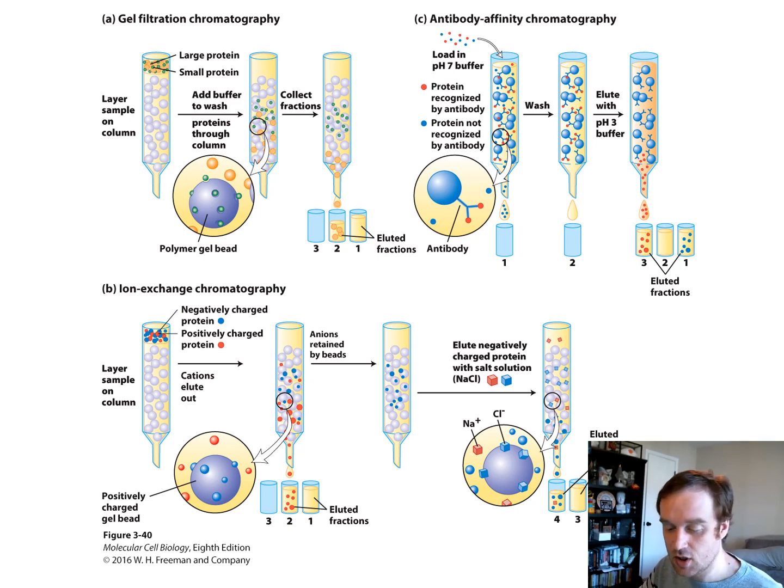Within the column, we have these porous beads, and within the beads are these little tiny holes. Small proteins will diffuse through those holes, and it'll take them longer because they're going in and out of those small spaces, while large proteins will elute out sooner because they are not able to get in those holes, and so they just fall through the column pretty quickly. Now, the second method is ion exchange chromatography, and the way this works is we put beads that have a negative or positive charge on them.